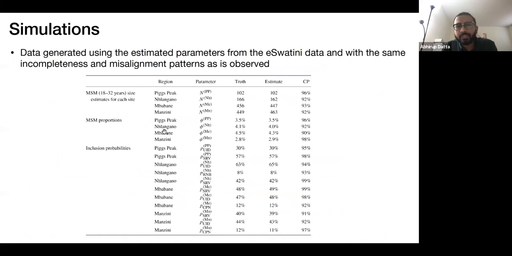These are the simulation results. I'll skip that in the interest of time, but overall, because we could not verify our method on real data, we generated fake data using the estimates from the real data analysis and the missingness and misalignment patterns. Overall, it does very well, as you can see between the truth and the estimate columns, and the coverage probabilities were also close to 95%.